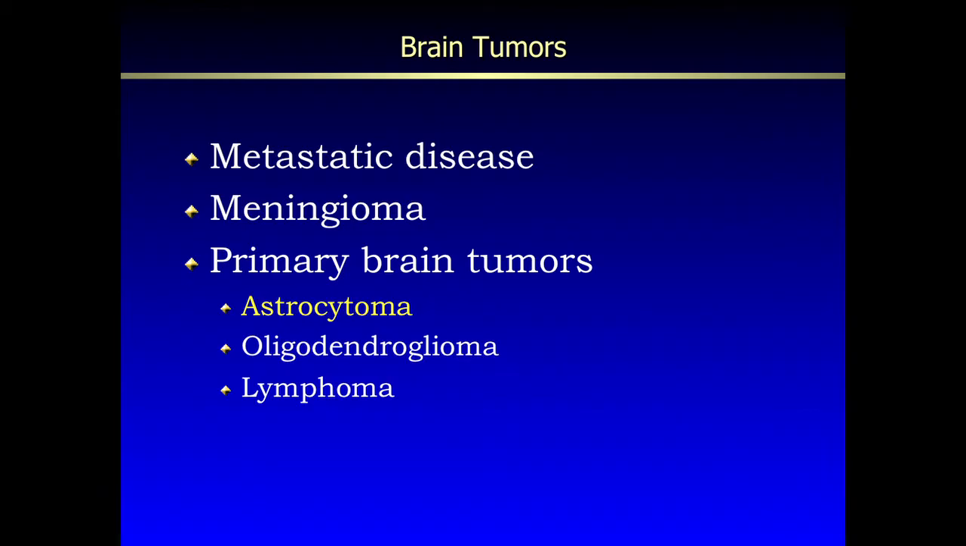I just want to cover three of the more common brain tumors quickly. There's metastatic disease. That's becoming more and more common, I see, as patients have cancers elsewhere in the body. The next one is meningioma, which is really not a tumor of the brain, but more of a tumor of the brain lining. And I want to obviously cover primary brain tumors. The astrocytoma is the most common one, but there are also other ones, oligodendroglioma and lymphoma. Today I'm just going to cover the astrocytoma.